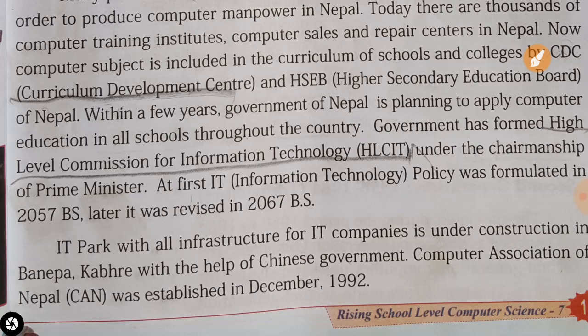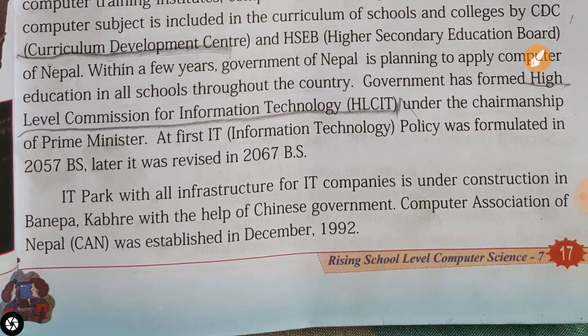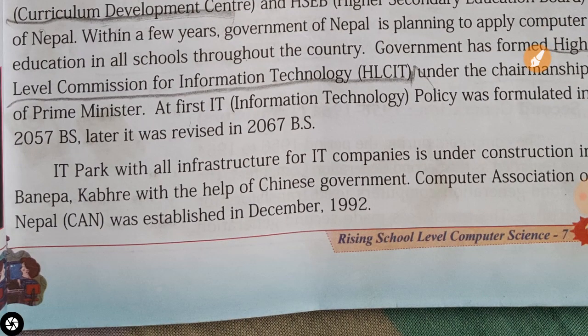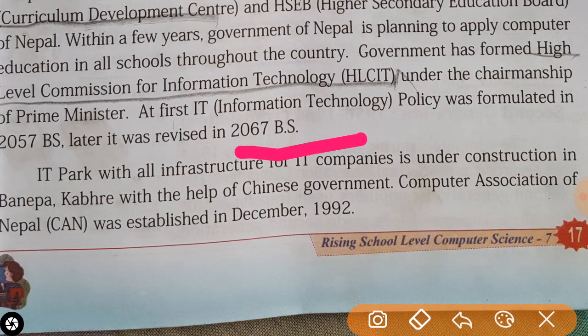Government has formed a high-level commission for Information Technology (HLCIT) under the chairmanship of Prime Minister. At first, IT Information Technology policy was formulated in 2057 Bikram Sambat. Later, it was revised in 2067 Bikram Sambat. Remember these dates.